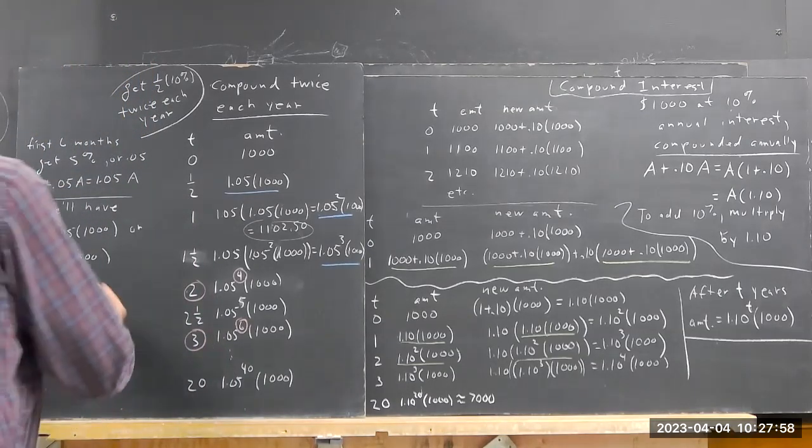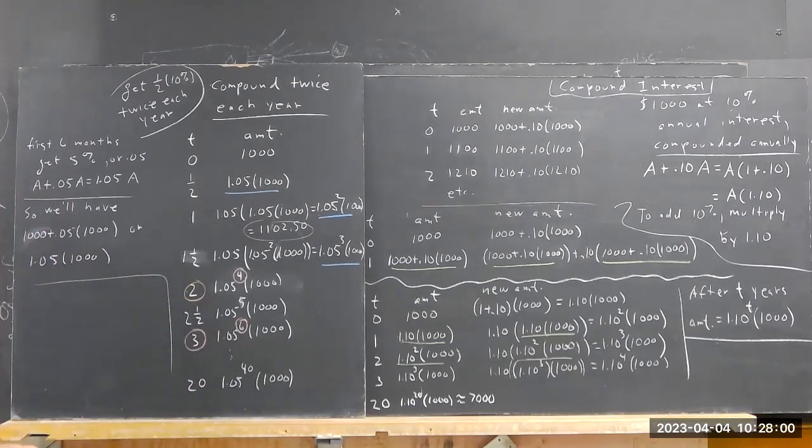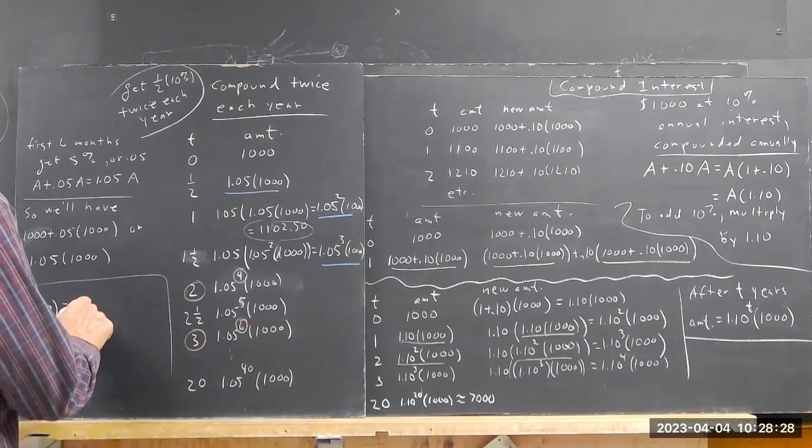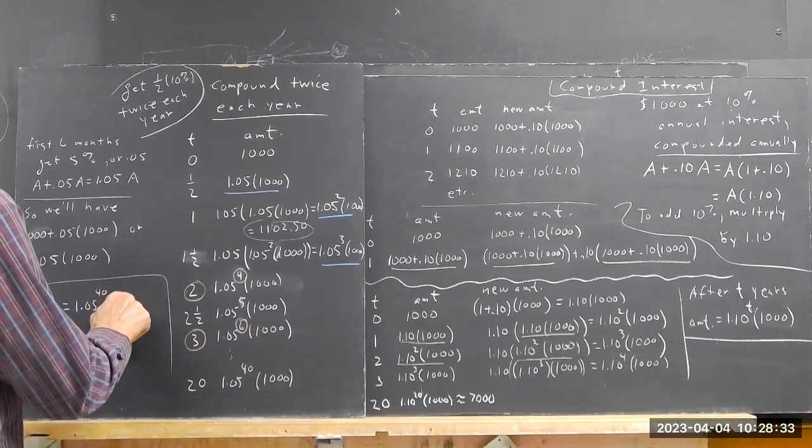Now we gotta move on. We do have to talk about solving exponential equations. So we're gonna move through this just a little faster, but let me show you how we could write out the calculation. This is function notation. This stands for A of 20, the amount after 20 years, right? 1.05 and the 40 times 1,000.